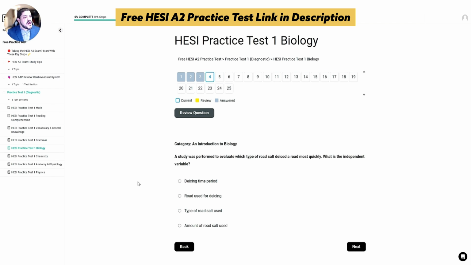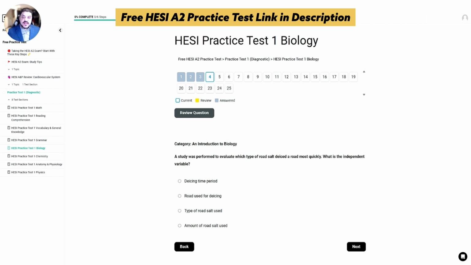Next one. A study was performed to evaluate which type of road salt de-iced a road most quickly. What is the independent variable? A, de-icing time period. B, road used for de-icing. C, type of road salt used. D, amount of road salt used. A little tricky, but just think about it. First, define it yourself. What is an independent variable? All right, the independent variable in this study is C, type of road salt used.